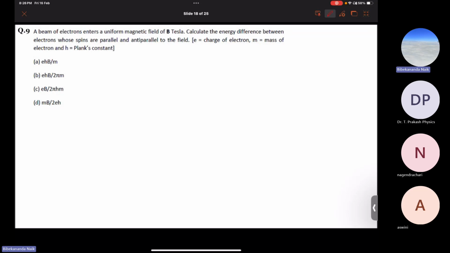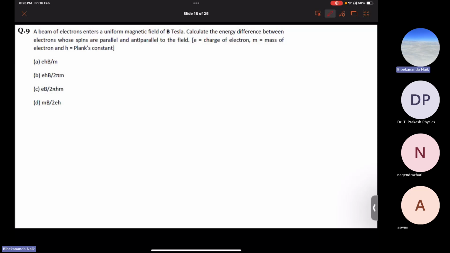Okay, so question 9, it says a beam of electrons enters a uniform magnetic field of B Tesla. Calculate the energy difference between the electrons whose spins are parallel and anti-parallel to the field. Where e is the charge of the electron, m is the mass of the electron, and h is Planck's constant. So this is a very good question.